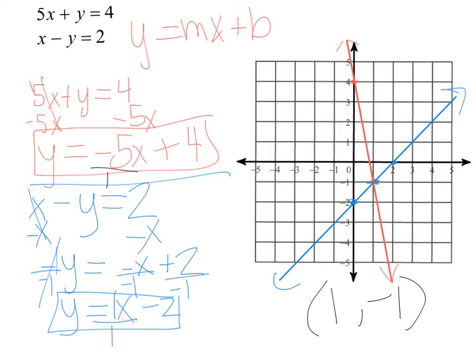If we ended up with parallel lines, so if we had two parallel lines, that's when we have no solution. And then if we have two lines that are coinciding, they're just graphed on the same line, that's infinitely many solutions. So in this case, we ended up with one solution, so we name the solution.